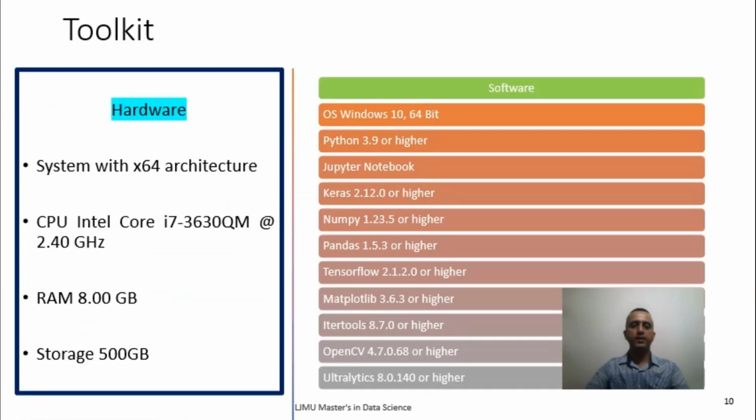Before we proceed any further, I would like to showcase the toolkit which I employed during the implementation. In hardware, I employed a system with x64 architecture having an Intel CPU i7 core operating at 2.4 GHz, 8 GB RAM and 500 GB of storage. For software, I used a 64-bit Windows OS with Python version 3.9 and Jupyter Notebook.